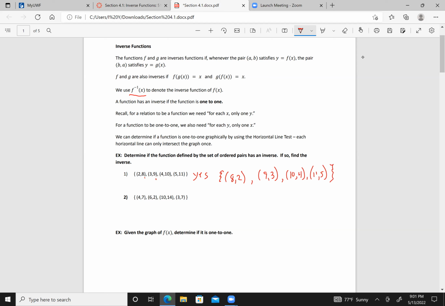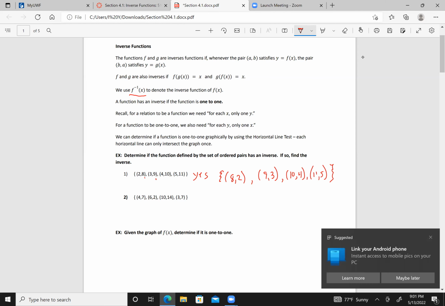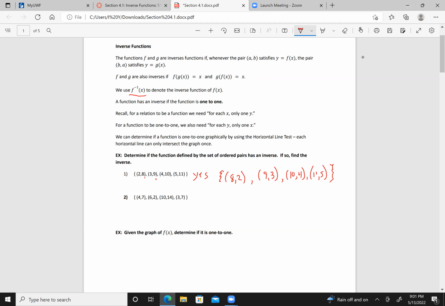Okay, what about this? Again, determine if it has an inverse. Now looking here, I have 7 with an x value of 4. Here I have 7 with an x value of 3, so no, there is no inverse.